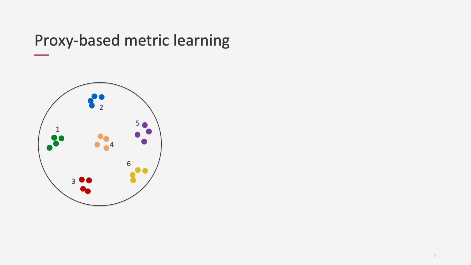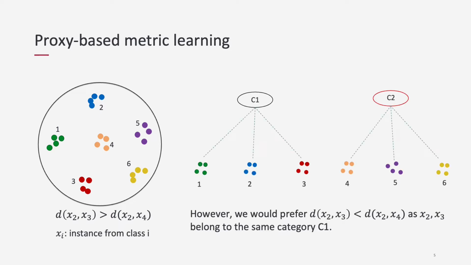In the ideal scenario, after training, we will have an embedding space with a large between-class margin and small within-class variance. Hence, the distance between class 2 and 3 could be larger than the distance between 2 and 4. However, real-world data often has implicit hierarchies. For example, classes 1 to 3 might belong to one supercategory, while classes 4 to 6 belong to another. Naturally, we would prefer the samples within the same supercategory to be closer to each other, but this is often violated by traditional proxy-based methods.